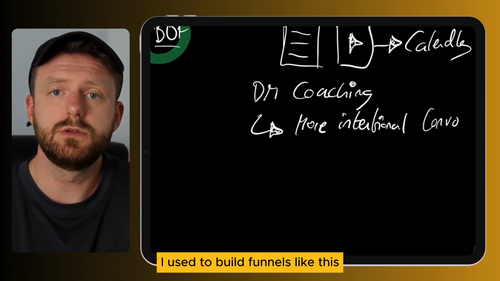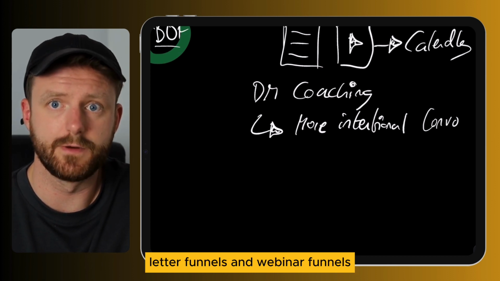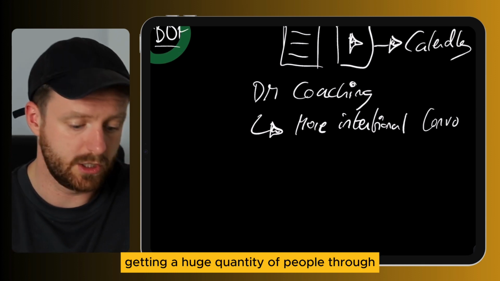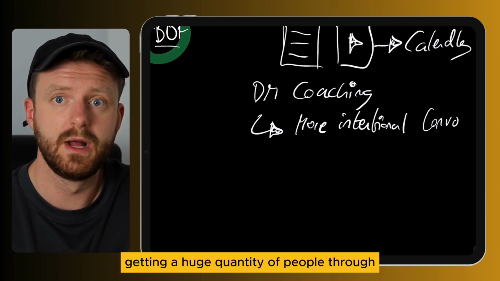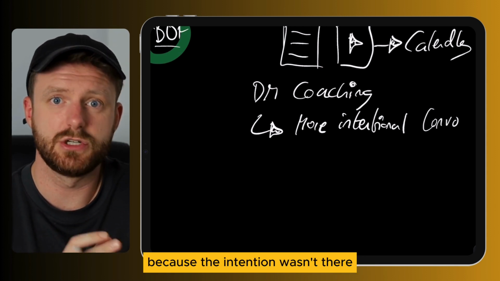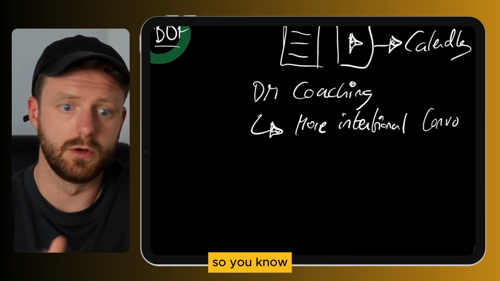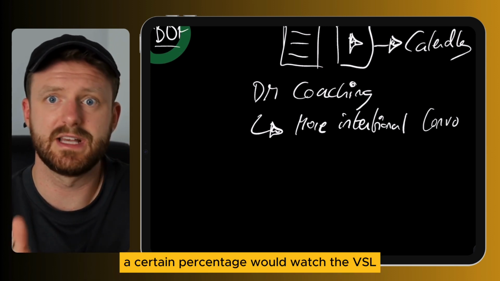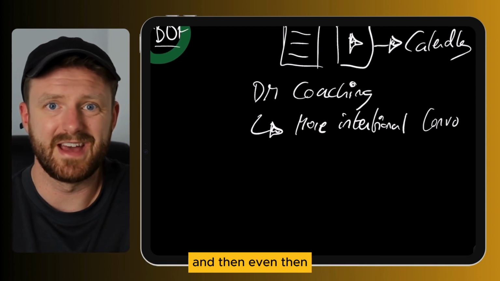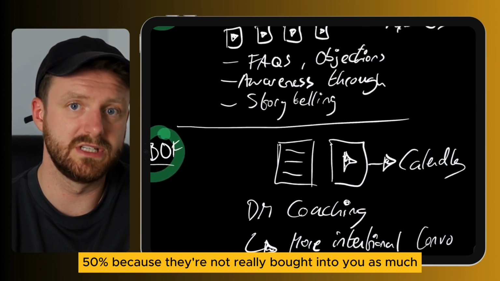And actually, I used to build funnels like this. I used to build VSL or video sales letter funnels and webinar funnels, and it was very much just geared around getting a huge quantity of people through, and then a small percentage would book a call. But even then, because the intention wasn't there and the relationship hadn't been built, you're playing a numbers game. So a certain percentage would watch the VSL, then there'd be a drop off and only a certain amount would book a call. And even then, the call show rate might be like 40-50% because they're not really bought into you as much.